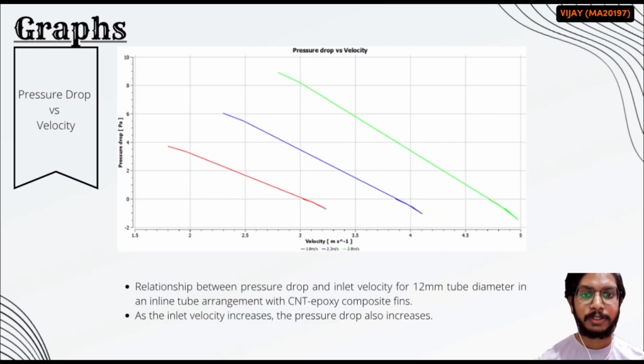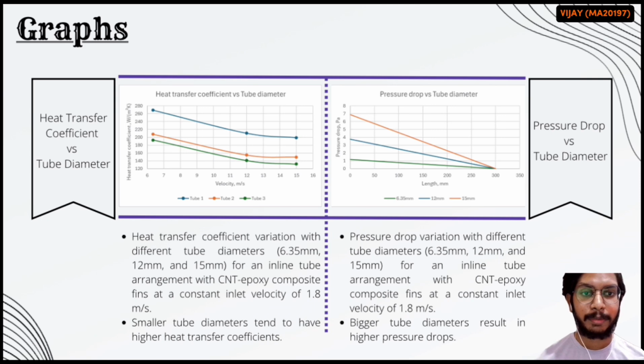Pressure drop versus velocity. Pressure drop rises with increasing velocities. This is due to greater frictional forces within the fluid flow, indicating higher energy cost for pumping as velocity increases. Heat transfer coefficient versus tube diameter. Smaller tube diameters such as 6.35 mm have higher heat transfer coefficient due to greater surface area to volume ratio. This is critical for maximizing heat exchanger efficiency.